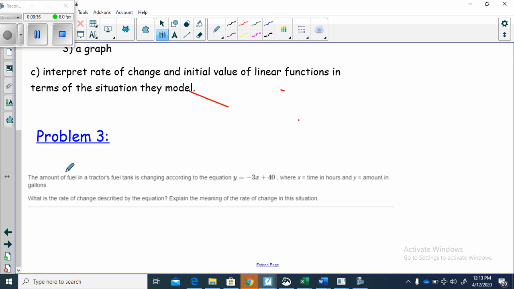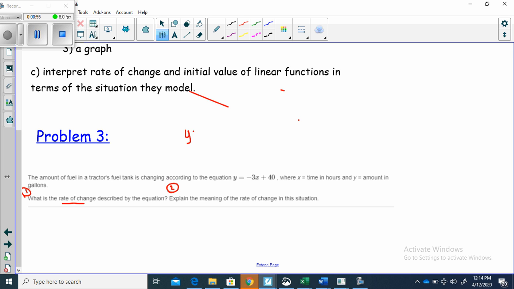So let's start making ourselves notes. When it is a constructed response problem, make sure you label all the stuff you need to do. What is the rate of change? That's the first thing I need. Explain the meaning of the rate of change in this situation. So I need to find the rate of change and explain its meaning.